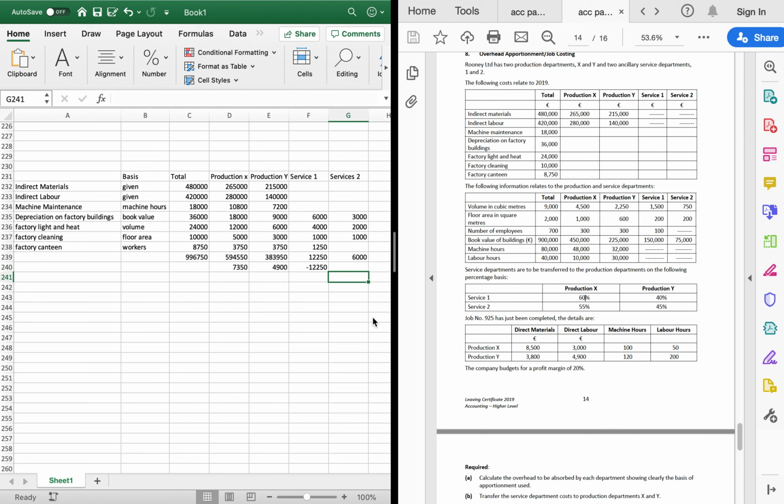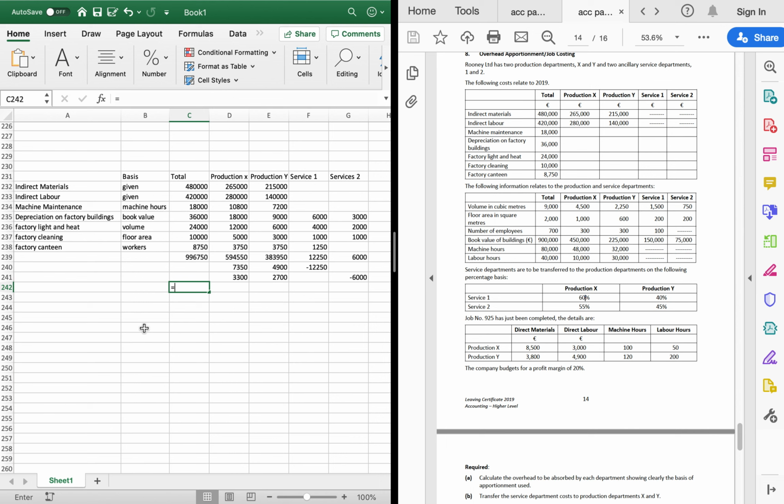We do the same then for the 6,000. We take it out of services 2, and 55% of that is going into X. So we're going to take 55% of the 6,000 and put that into X. And then the remaining 45% goes into Y. That's 2,700. Now it gives you the percentages here. There's other ways it could tell you to do that. It could tell you to do it by labor hours, or by indirect labor hours, whatever it might be. There's a number of ways to do it, but it's straightforward enough just to move them over.